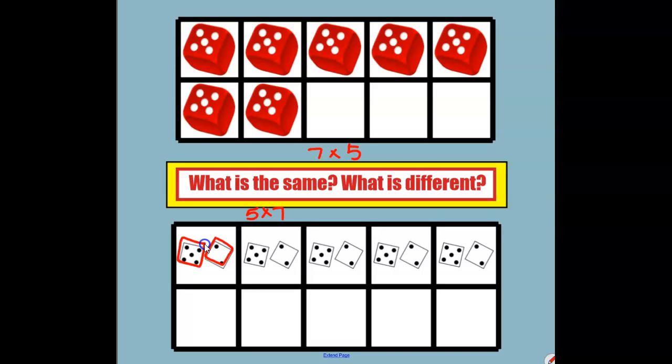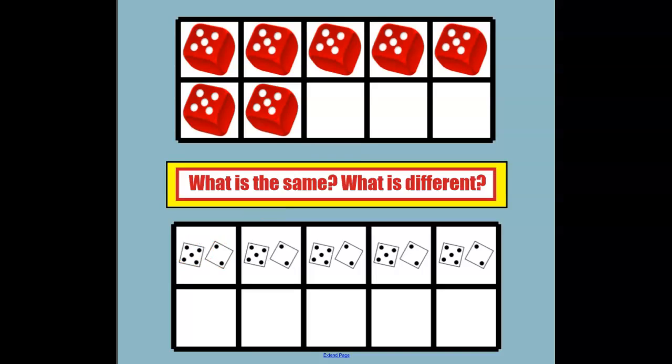We also notice that if we add 2 to 5 we get 7, and that's just a 5 and a 2. So we're adding 2 more groups every time when we have times 7 than when we're multiplying by times 5.